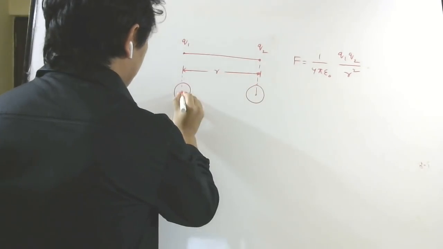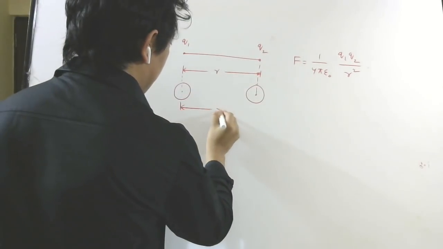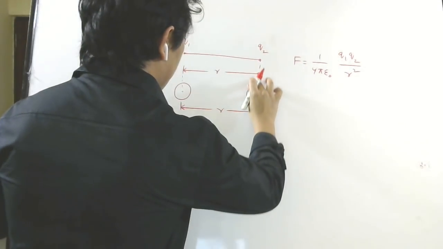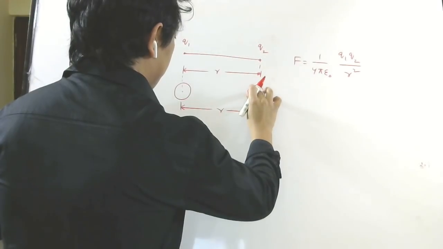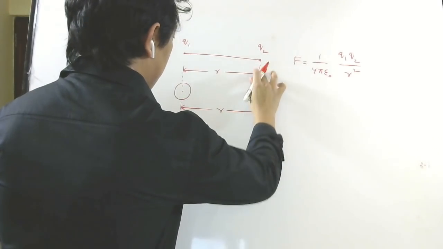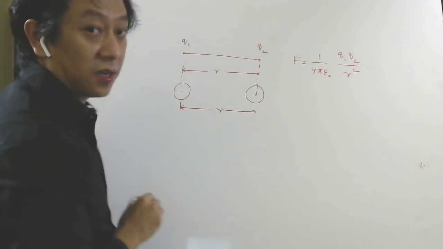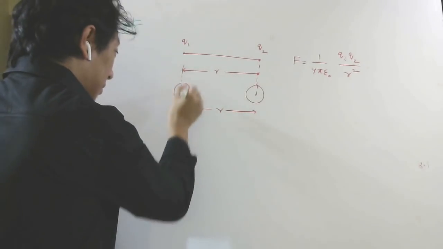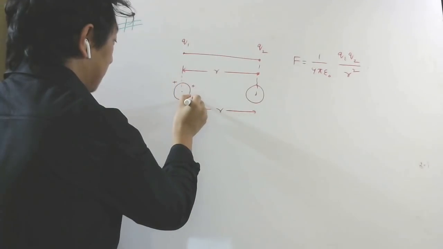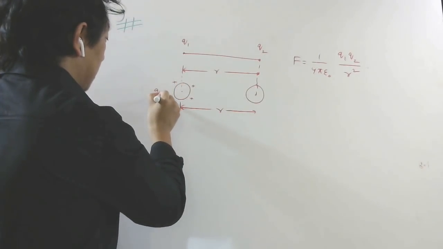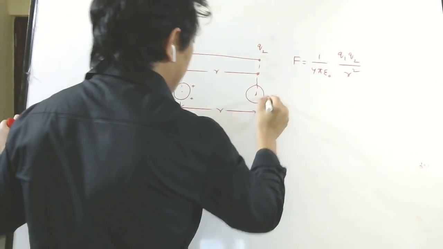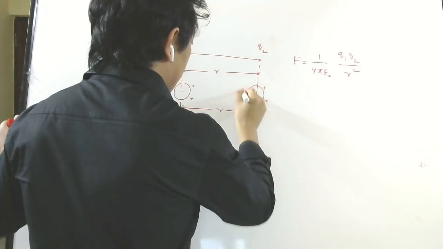The centers of the spheres are at the same distance r. The centers are also at r distance. And whatever charge was here, let me say I keep here the same charge q1, and here I put the same charge q2.